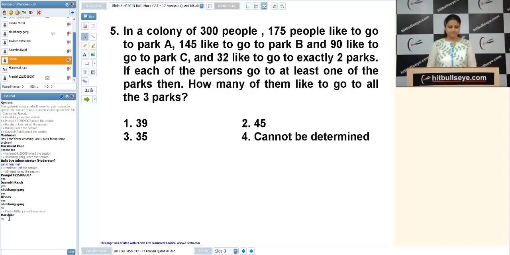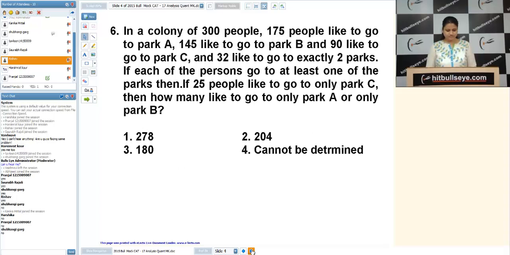Question number 5. This paper contained lots of geometry and lots of Venn diagram. We had 8 to 9 questions on Venn diagram. Any problem in question number 5? I think that was a complete set. Please write explain in the chat box. Question number 5. Okay, let us move.